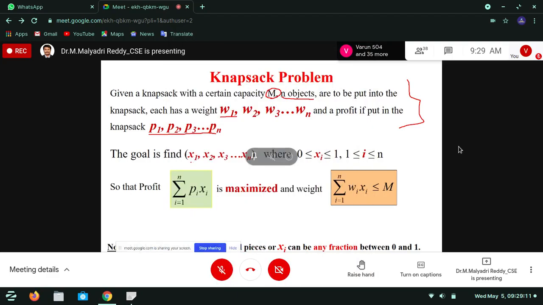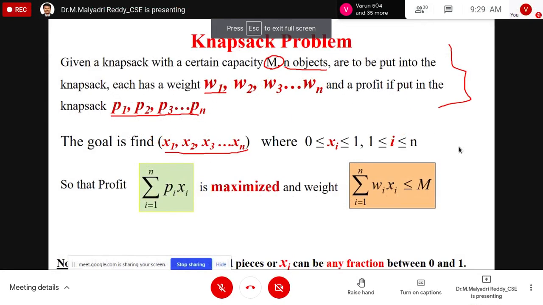From this, we need to select the corresponding items: X1 corresponding to W1 corresponding to P1. Whenever we keep object 1, that is X1, in the bag with respect to weight, then we gain the profit P1.